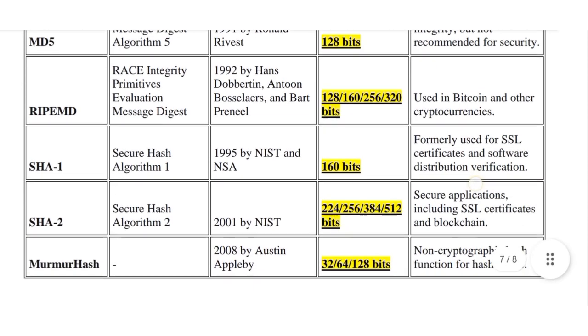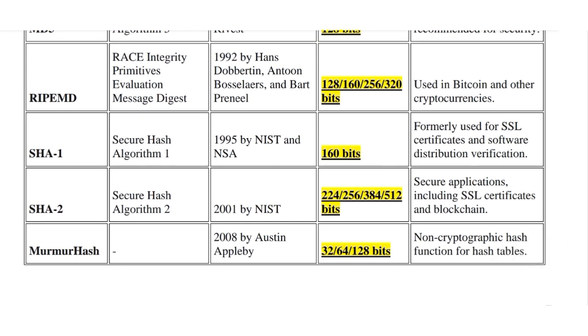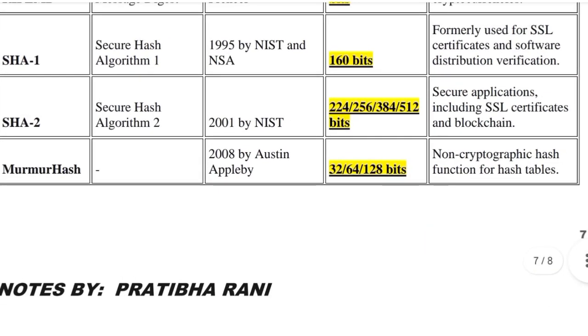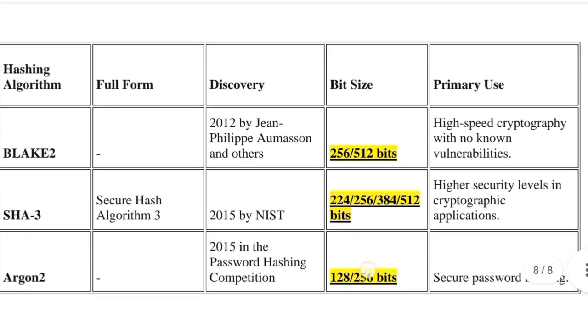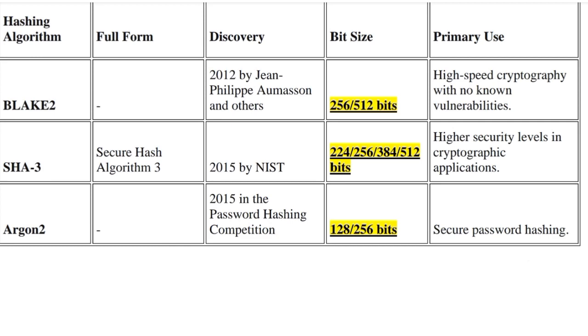Then next is SHA-1. SHA is Secure Hash Algorithm, developed by NIST and NSA in 1995, with a bit value of 160 bits. Then SHA-2, Secure Hash Algorithm 2, was developed by NIST in 2001, with bit values of 224, 256, 384, and 512 bits. Then MurmurHash was developed by Austin in 2008 and contains 32, 64, and 128 bits. Then there are three more, so guys, just read these also.